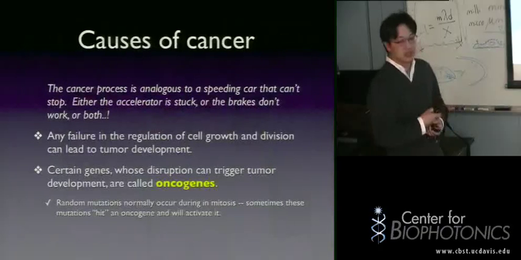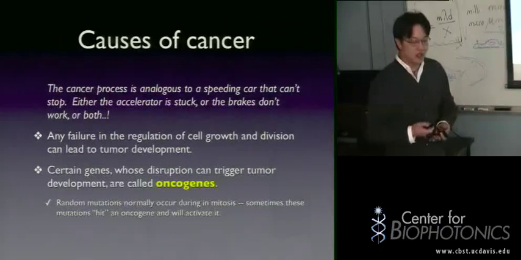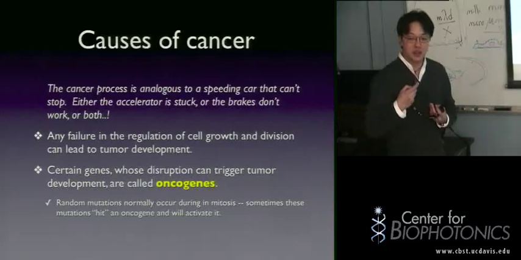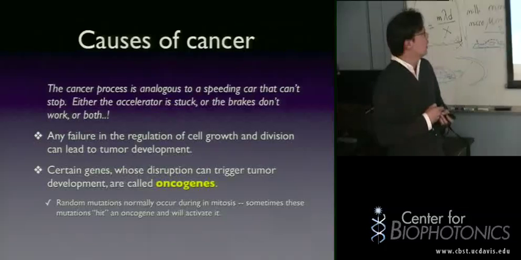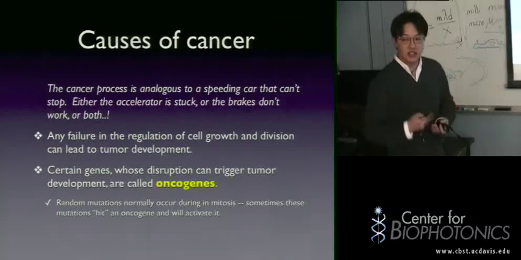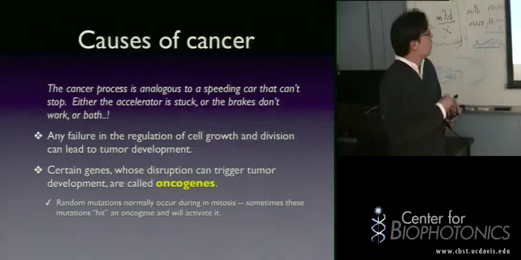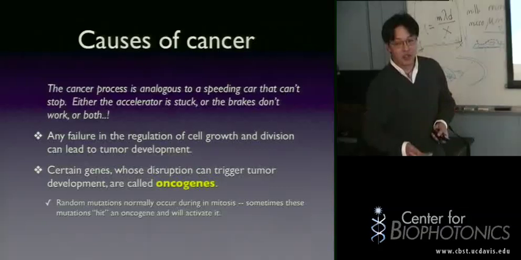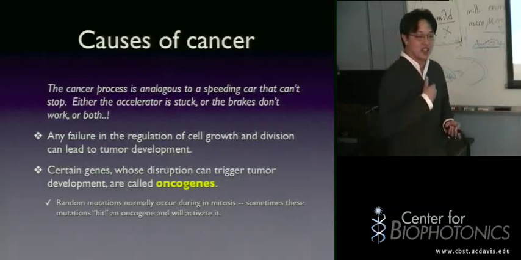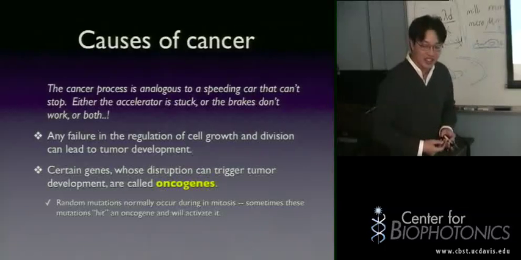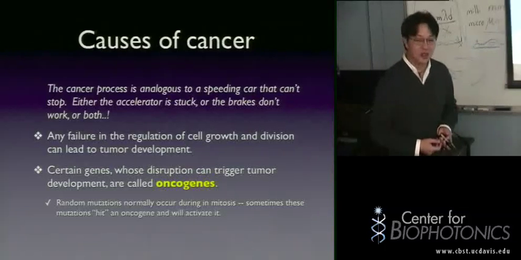Causes of cancer. I really quickly apologize. We went through the machinery, the mechanisms that regulate cell growth. And so cancer itself is any alteration of that process that causes the cells to grow out of control. It's a lot like a speeding car that can't stop. You can have a car that's running out of control for a number of reasons. It could be that the accelerator is stuck. It could be that you have no brakes. It could be that you have both.